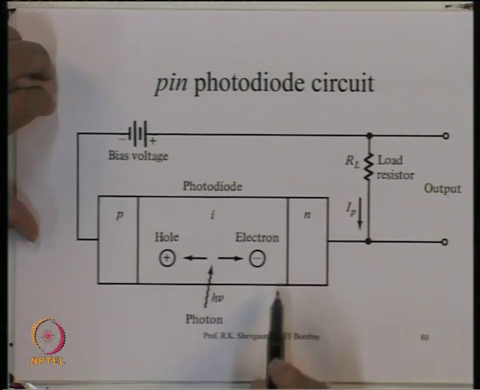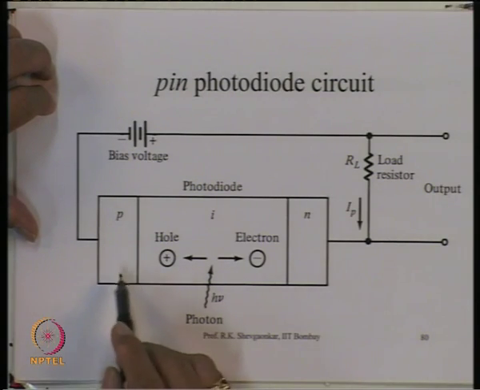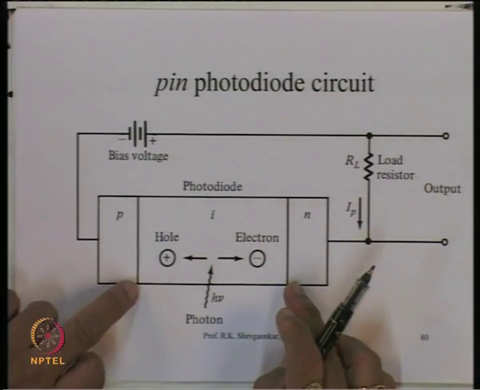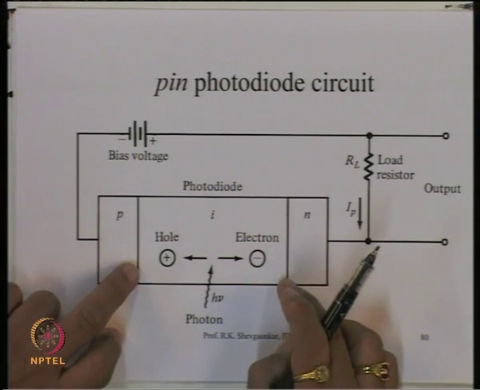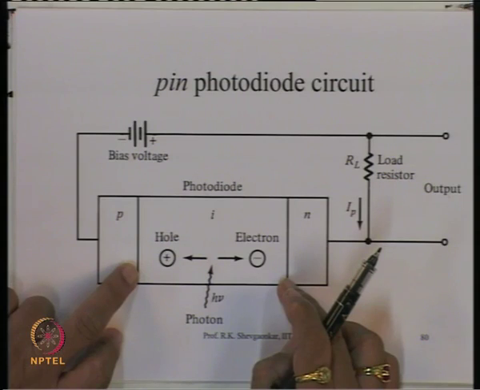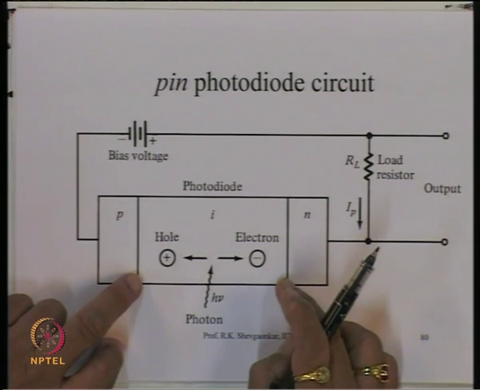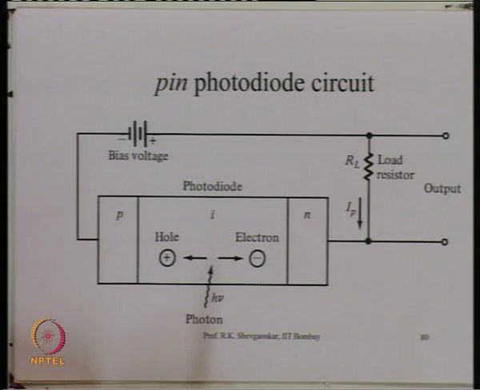So, once you have the pin diode, the photon is going to get absorbed over this region, which is 10 to 20 micron. So, most of the photon flux is absorbed inside this region. So, the quantum efficiency is large, and at the same time we have a good response also. The switching speed of this device is also very good.